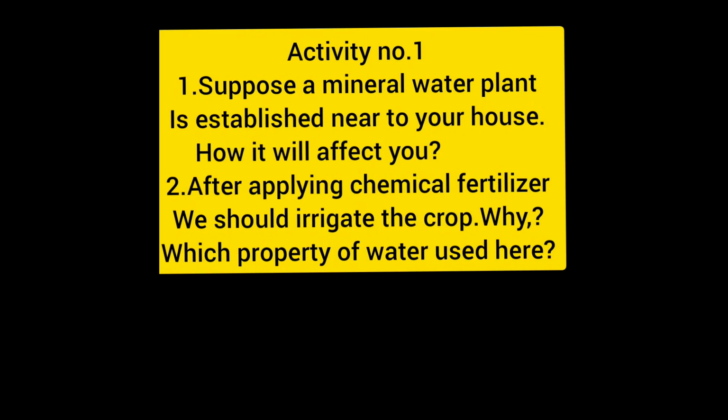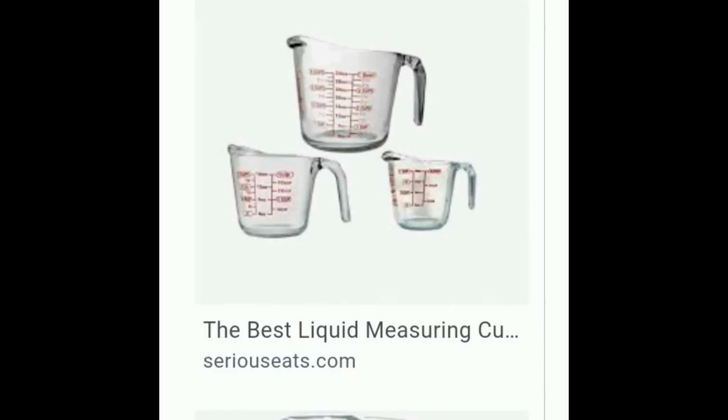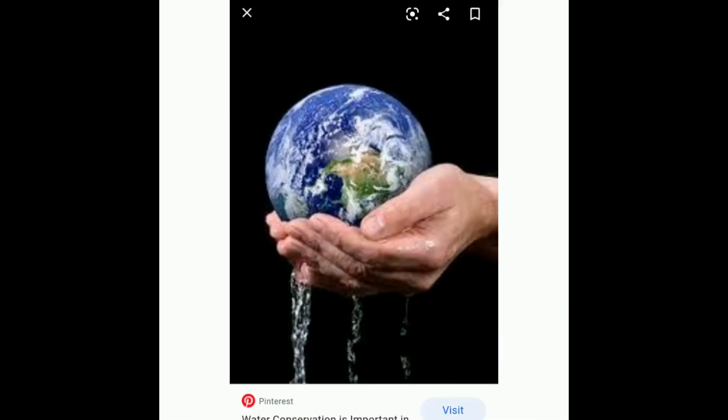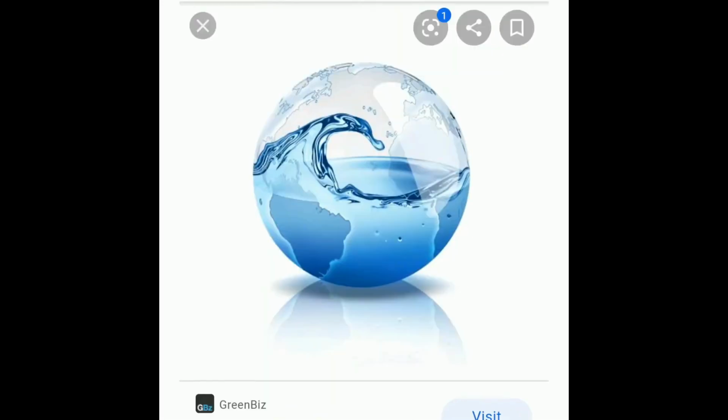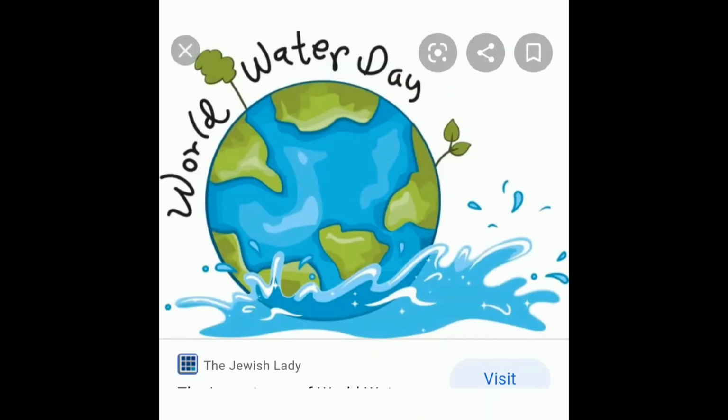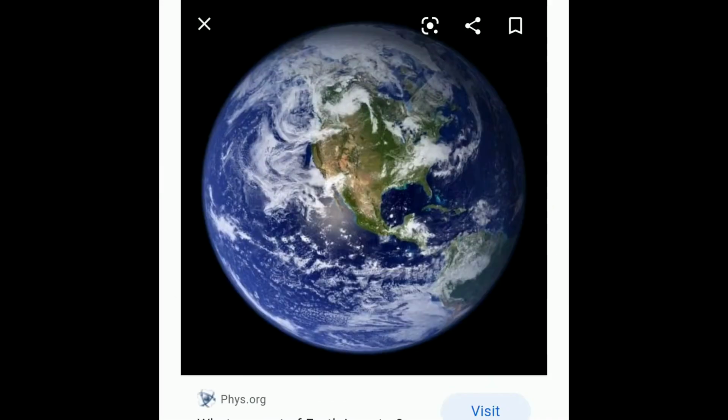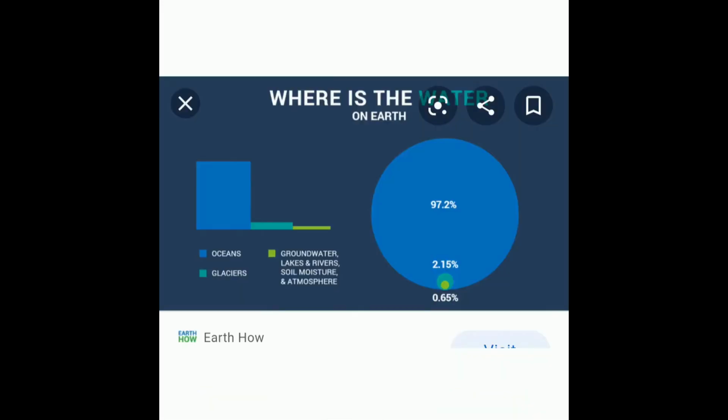So in short, in the previous class, we learned the properties of water and how to measure liquids. Then observe this model of Earth. Our Earth is a blue planet. Why is it called so? Yes, because 2/3 of our Earth is full of water. Which is the largest source of water? Yes, it's oceans and seas.